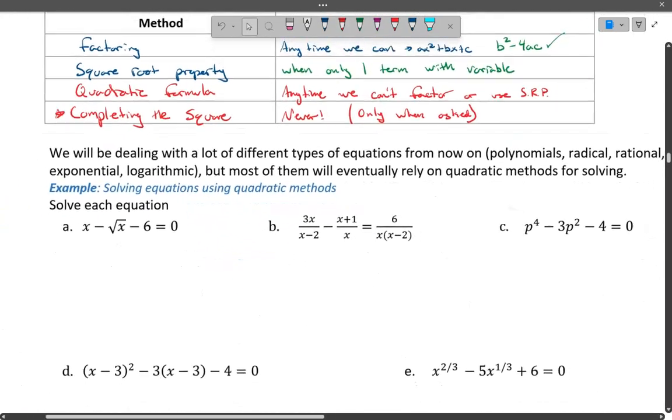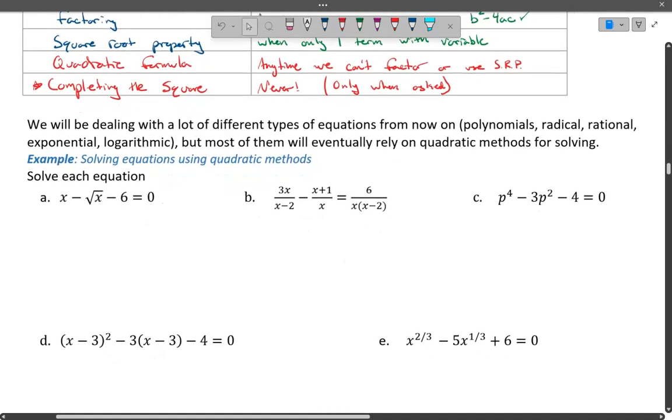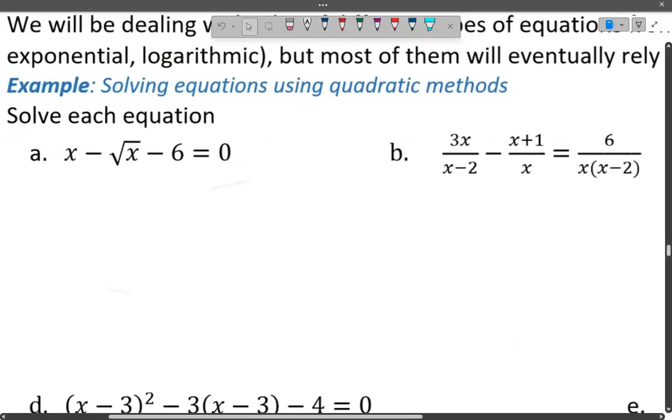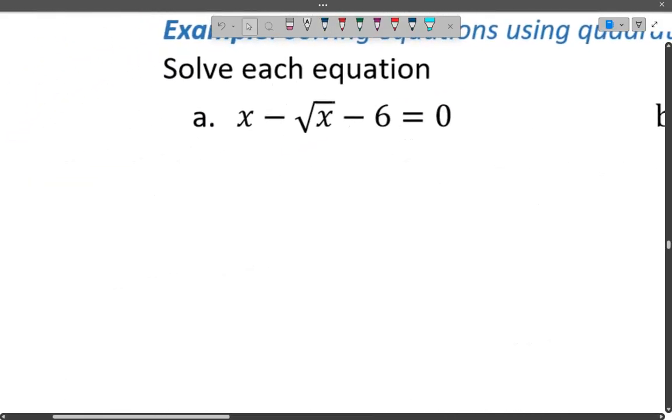So let's go ahead and look at these equations. We've got a radical equation, rational, some polynomials, and different types of equations that will all eventually rely on quadratic methods for solving. So we're going to use our same process for solving these equations from previous units in order to start, and then we'll finish by using our quadratic methods at the end. So first we have a radical equation. We want to start by isolating our radical term.